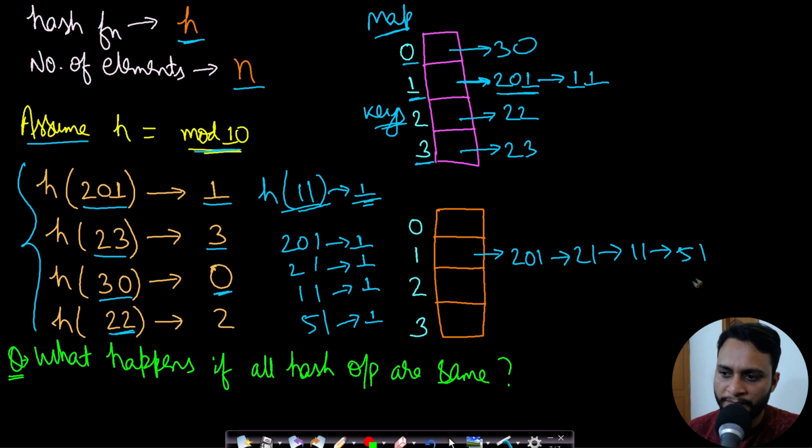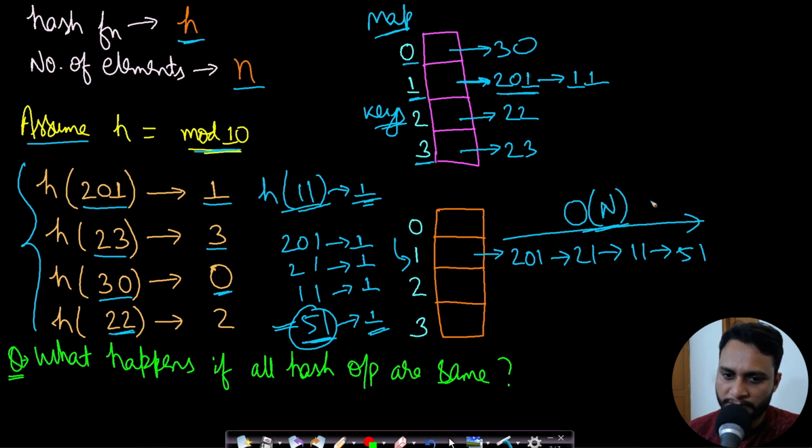and then 51. So whenever you want to search for an element, let's say you want to search for this 51, then you will calculate the key value. So key value will be 51 mod 10, which will be 1. We will go to 1 and we will have to search this entire linked list, right? So we are basically traversing this entire list, which can take a maximum of order of n time, where n is the total number of elements, right? So this is the problem in this case.